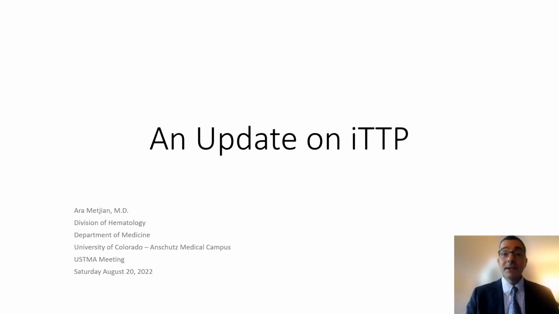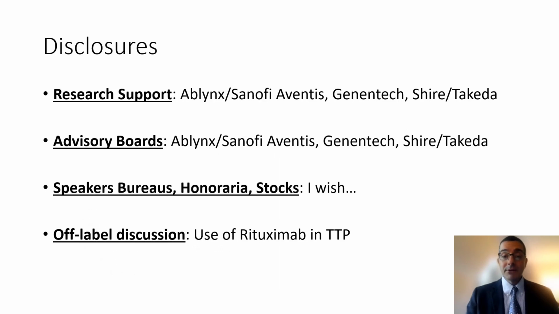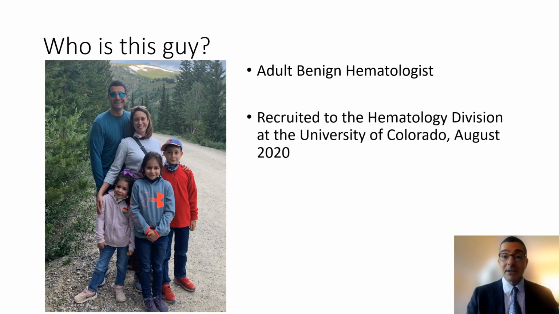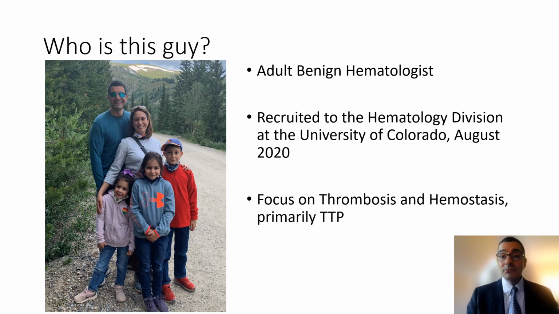So this is an update on immune TTP. And here are my disclosures, which represent mainly the research work that I've done in TTP. And just a little background on myself. My name is Ara Metjian. I'm an adult benign hematologist. I was recently recruited to the Division of Hematology at the University of Colorado, where my focus is on hemostasis and thrombosis with a particular attention on TTP.